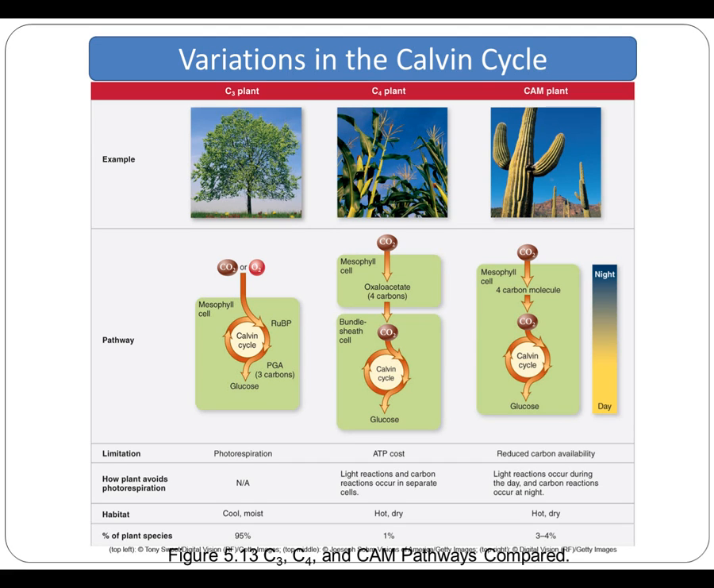So if you look at the C3 plants, we said these happen where? So in summary, the Calvin cycle occurs physically in the stroma. And what part of the leaf? What was the name of those cells? Mesophyll cells. Okay? So in mesophyll cells, and more specifically chloroplasts in the stroma of the mesophyll cells of leaves.